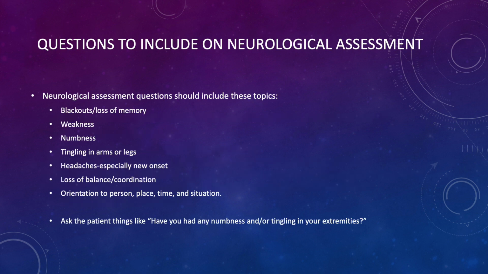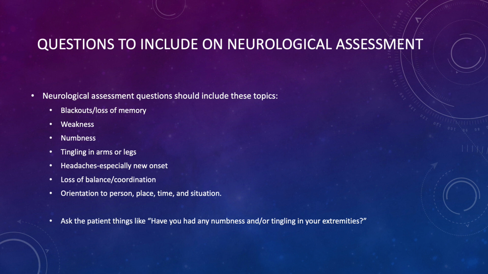Okay. Questions to include in neurological assessment. Now, neurological assessment is different from a cardiac assessment, which is different from a limb assessment, right? Which is different from a bowel assessment. So neurological assessment questions are going to include, do you have blackouts or loss of memory? Are you weak anywhere? Are you numb or tingly in any of your extremities, right? Do you have headaches, especially new ones? That's going to be an indicator of hypertension. That's going to be an indicator of a potential meningioma or glioblastoma, right?